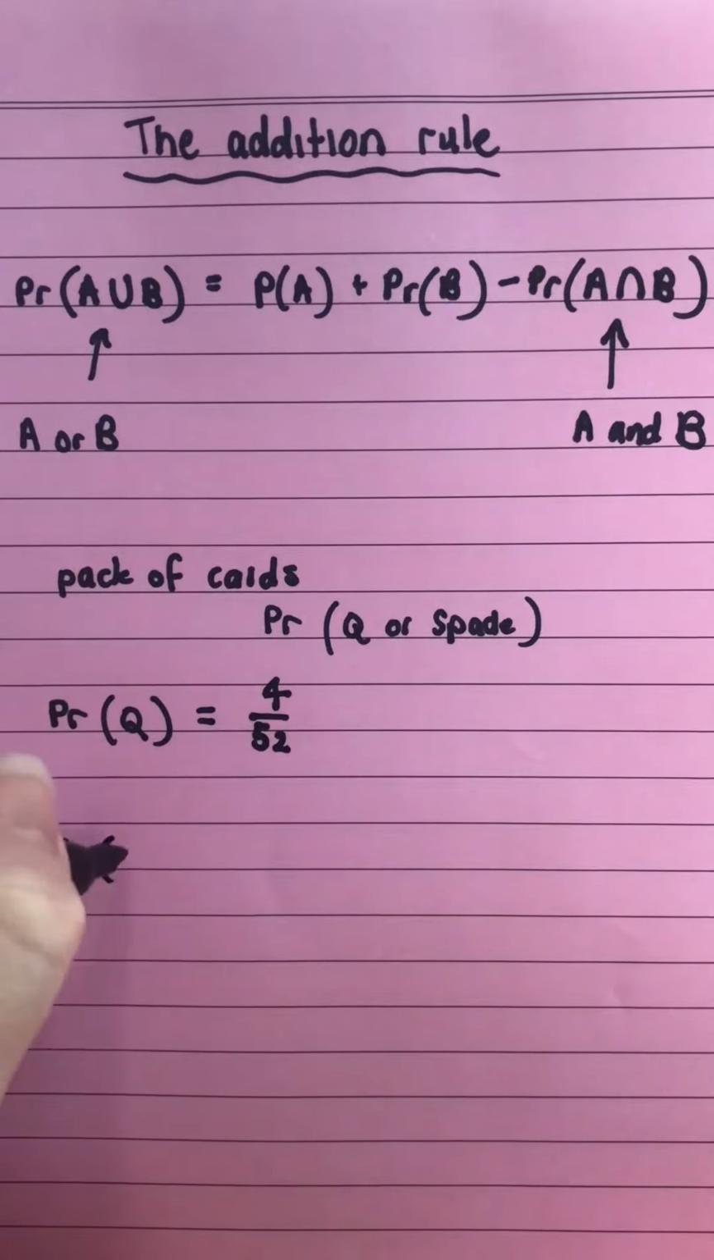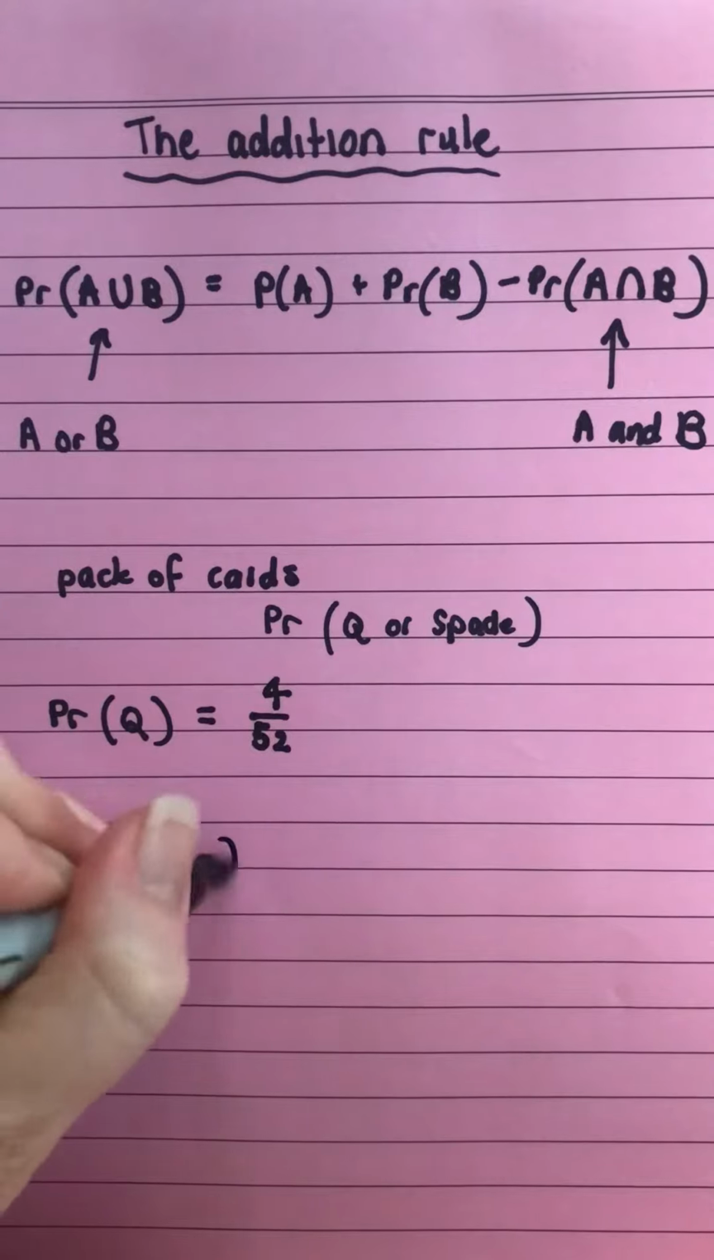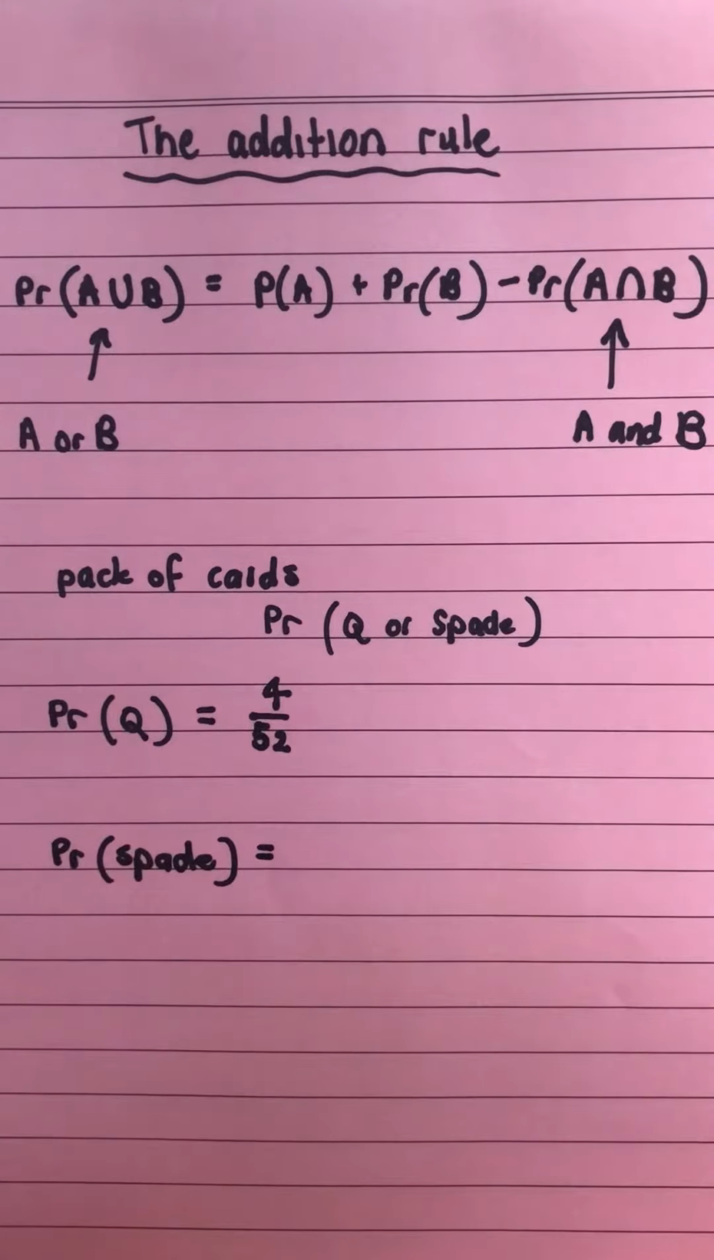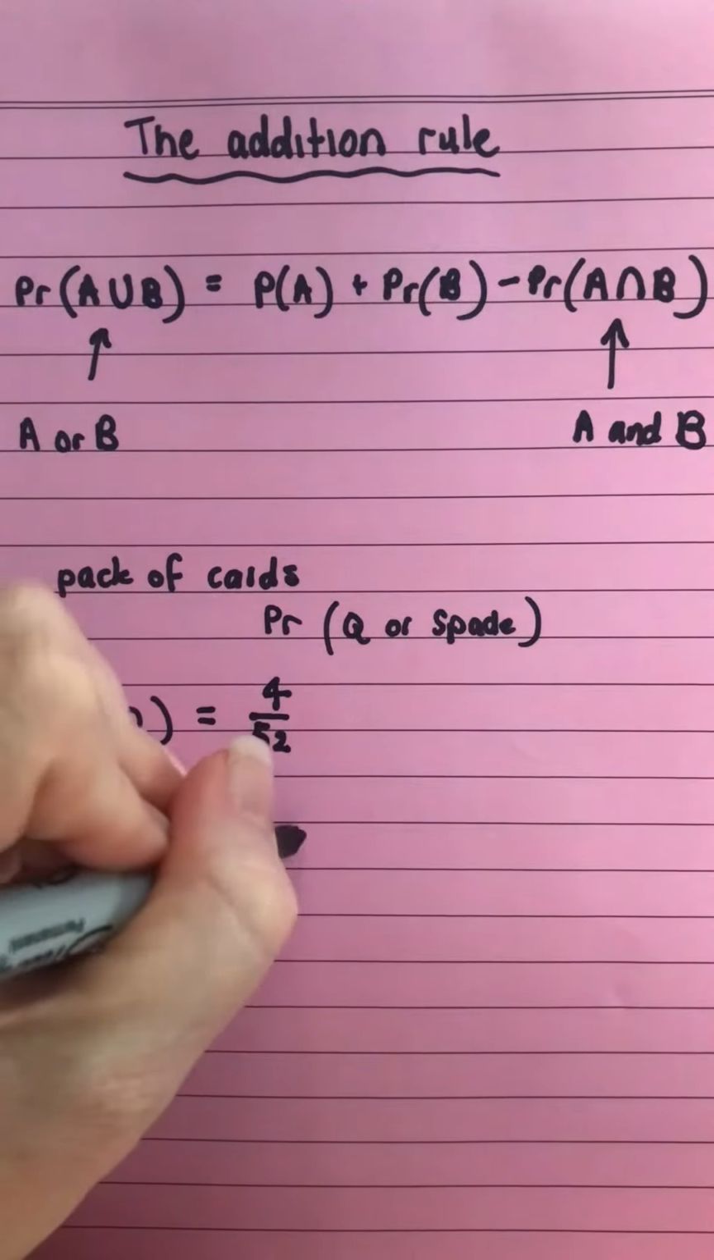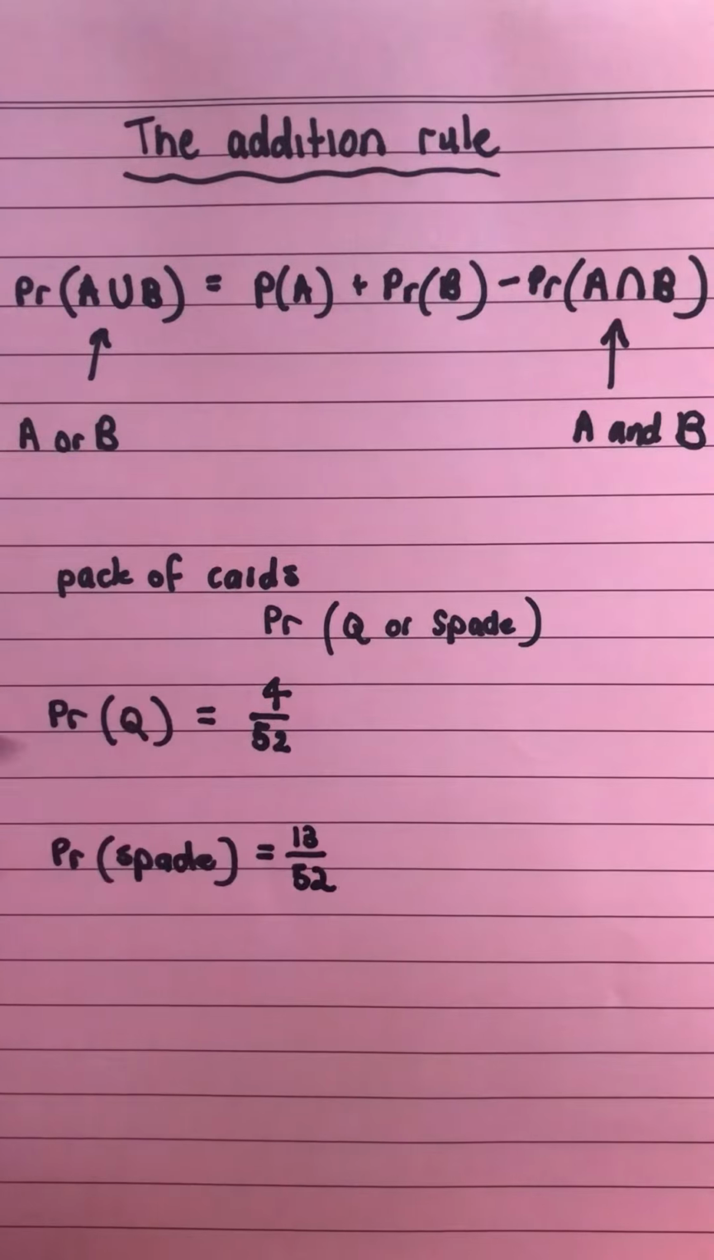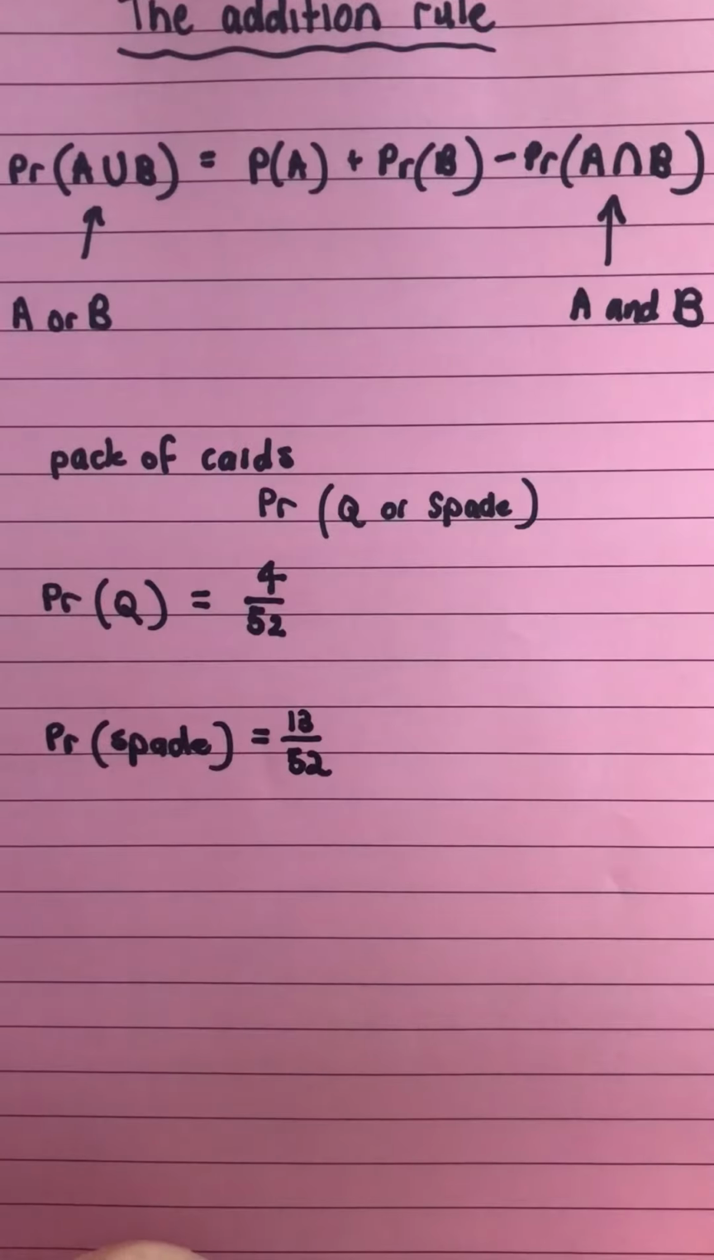We then want the probability of a spade. Now in the pack of cards, a quarter of them are spades, so that's 13 out of 52, or you could use that quarter. I like to use 52 because it makes it easy to add and subtract.